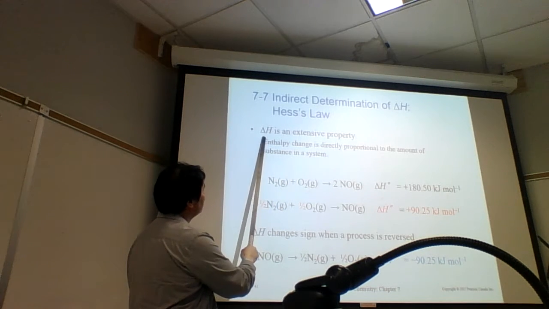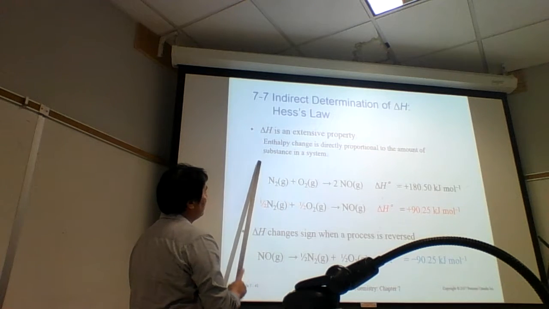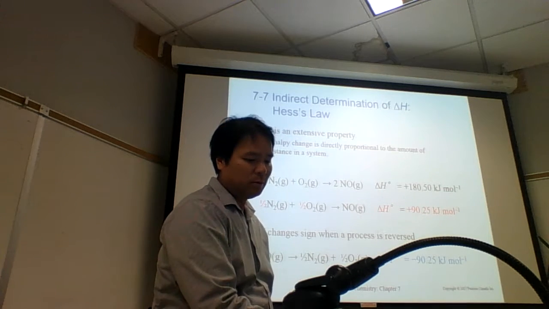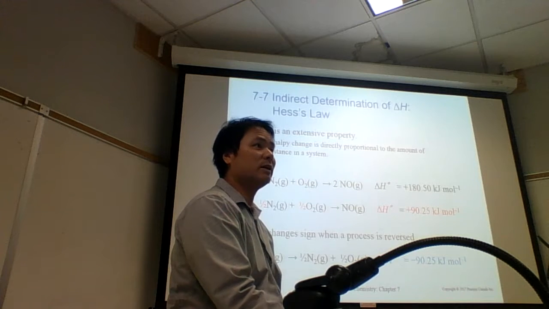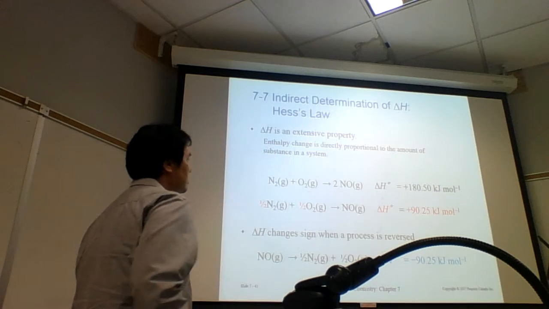Hess's law works because delta H is an extensive property. That is, if I burn a mole of methane versus 2 moles, 2 moles of methane is going to give me twice as much heat. 3 moles of methane will give me 3 times as much heat. And so energy is extensive.